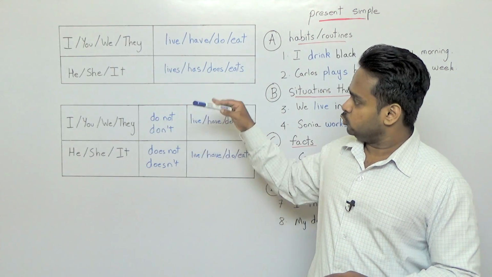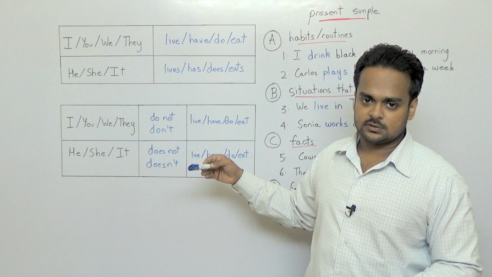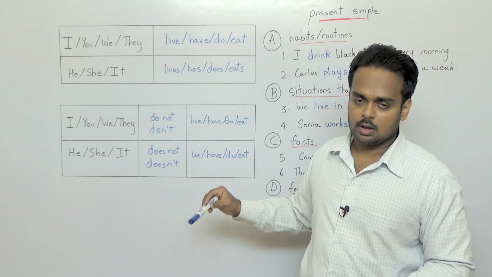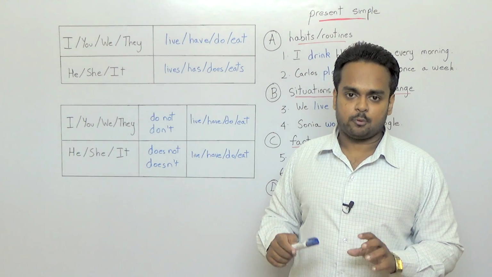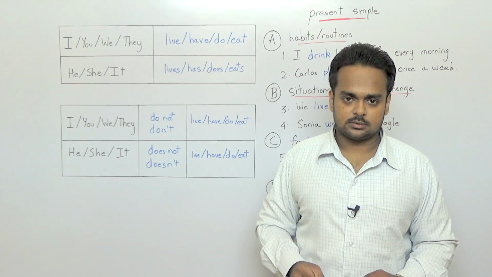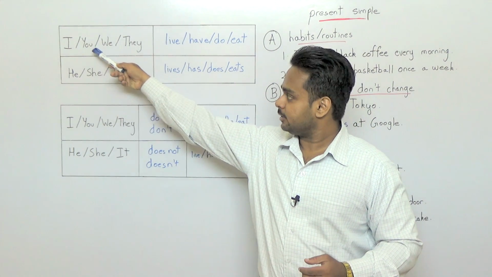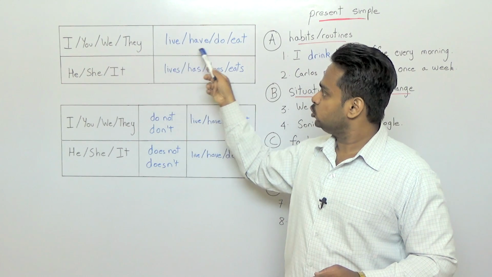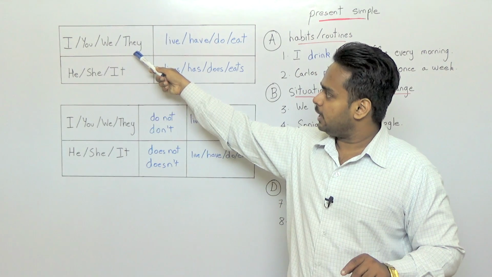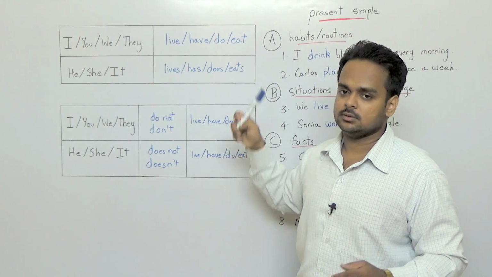All right, here I have two charts. The first chart is for positive sentences and the second is for negative sentences. Let's talk about positive sentences or statements first. Now, the first thing you need to do in present simple tense sentences is look at the subject of the sentence. The subject is who or what is doing the action. If the subject is I, you, we, or they, then you don't add S to the verb. So for I, you, we, they, or any plurals, we just say live, have, do, eat, etc.